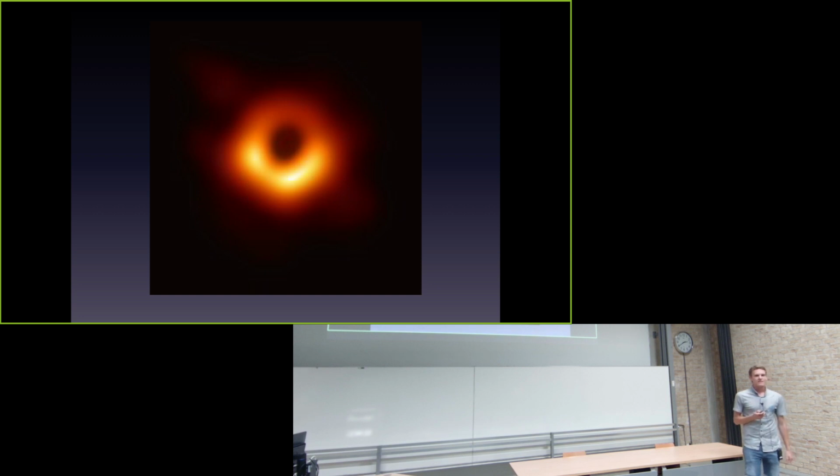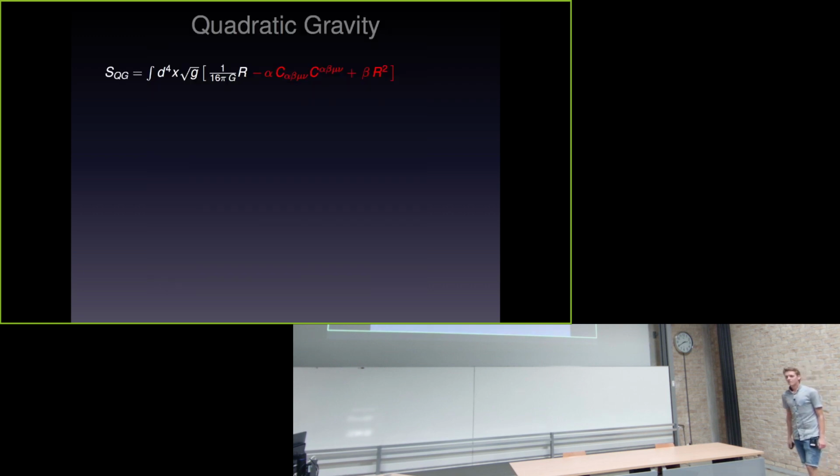And the shadow, or brightness depression, is a consequence of general relativity. It's largely independent of astrophysical details that are not so much of interest to us. So if you have an event horizon, then it is the photon radius which determines the size and shape of the shadow.